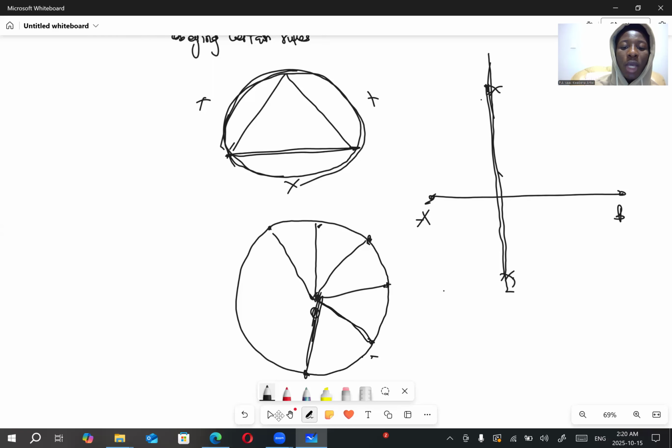So you have points A, B, C, D, and the distances from those points to the fixed point are the same. Then the locus of those points, the path of those points, A, B, C, D, E, is what? A circular path. You get it? Jessica, do you understand? Yes. And it's so true.